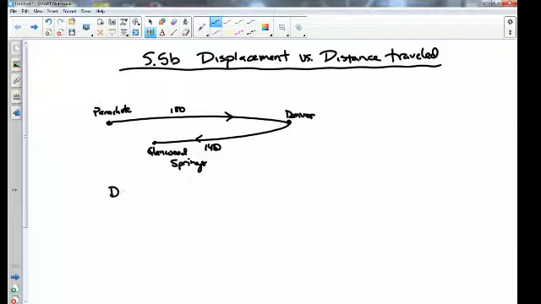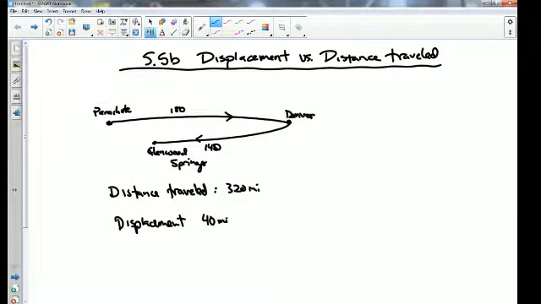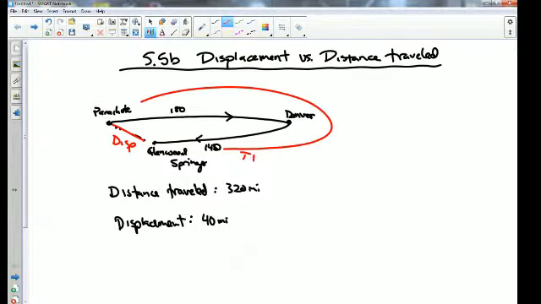Okay, what is our total distance? 320. How far have you actually driven? 320 miles, right? Okay, exactly. The displacement is... how far away is Glenwood from here? 40 miles. Here to here. This is displacement, right? Displacement versus distance traveled. Correct? Okay.